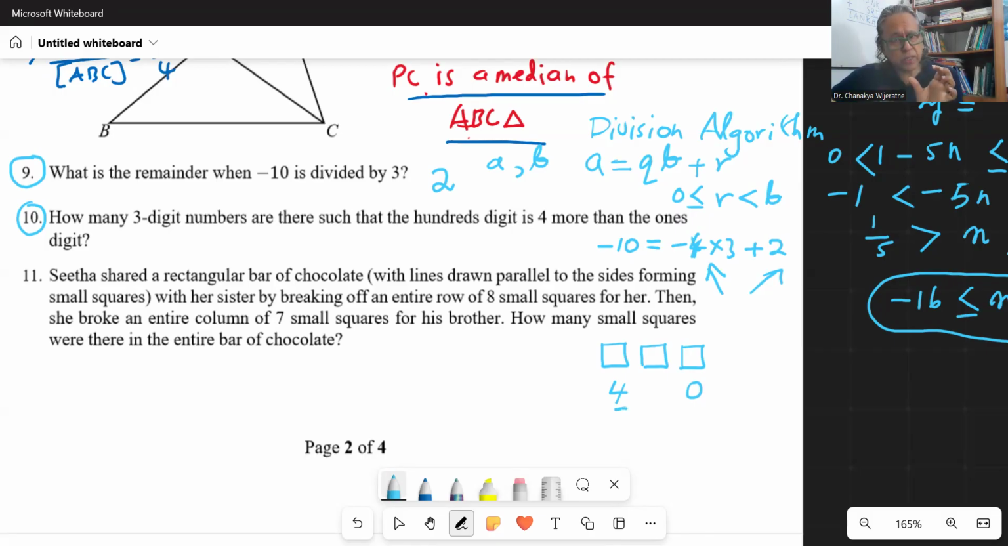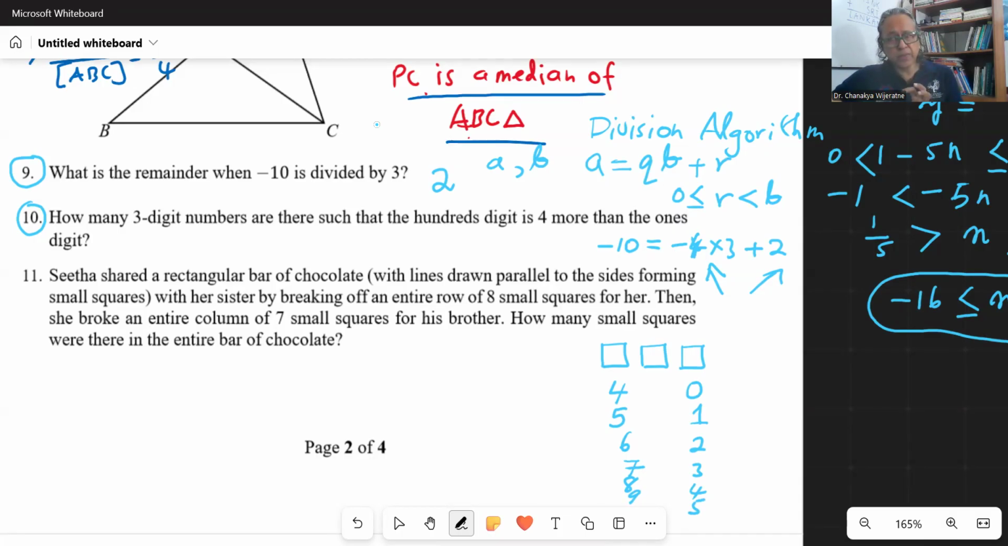When the hundreds digit is 5, then the ones digit should be 1. When the hundreds digit is 6, then the ones digit should be 2. When the hundreds digit is 7, the ones digit should be 3. When the hundreds digit is 8, the ones digit should be 4. And when the hundreds digit is 9, the ones digit should be 5. So we have 6 cases.